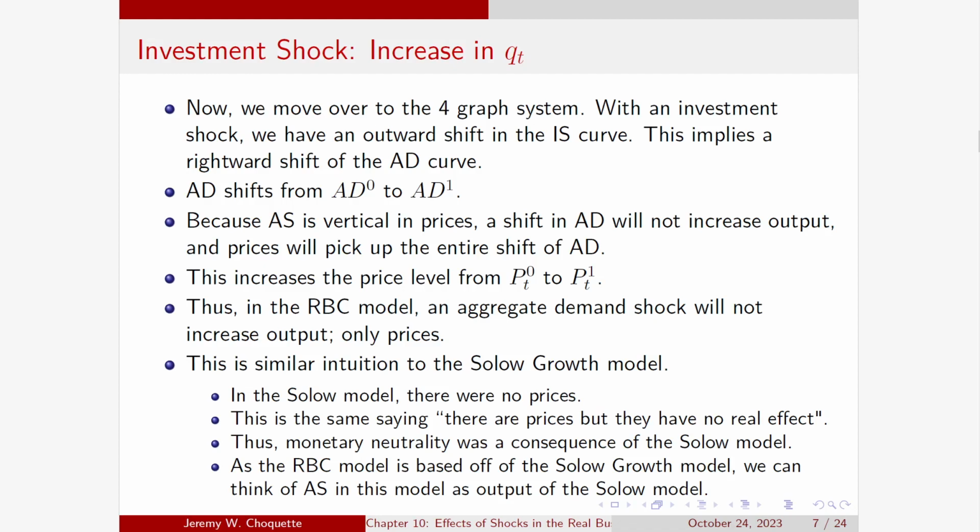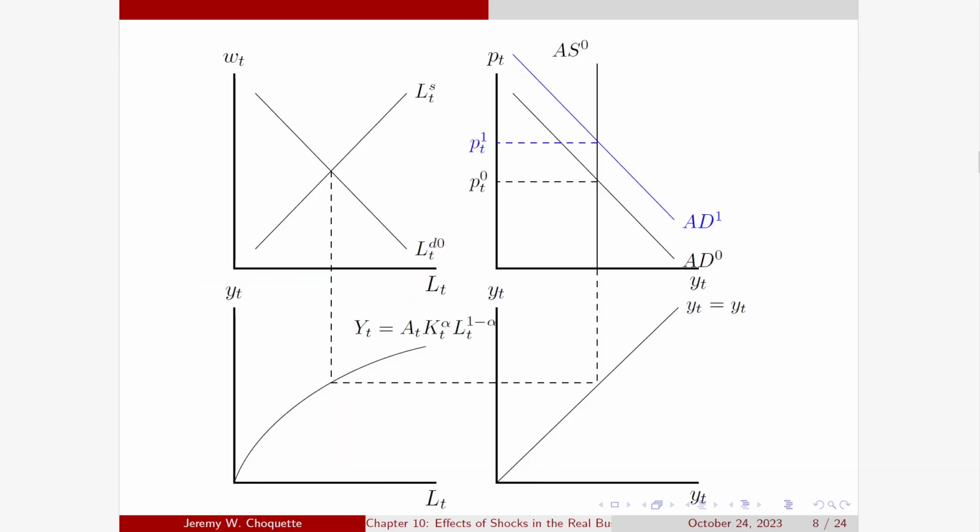Here, monetary neutrality is a consequence. As the RBC model is kind of based off of Solow, we can think of it as an extension of the Solow model, right? So this is what we get in the 4 graph system.